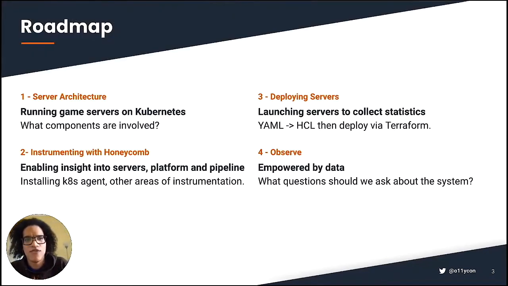So here's the roadmap for the presentation. We've got 4 sections here. First one's going to be going over server architecture. Secondly, we're going to go over how to add Honeycomb so you can send your metrics about your Kubernetes cluster to Honeycomb. Third is my CI/CD process for deploying servers. Once I have a change that I want to deploy to the cloud, how does it actually get there? What are the steps that it takes?